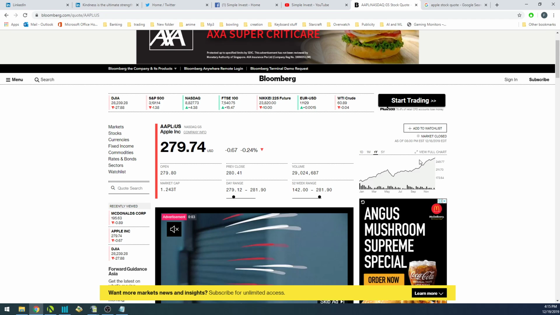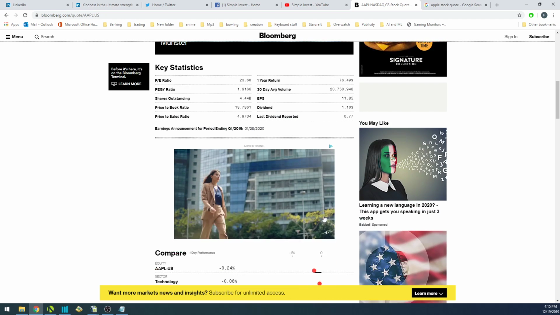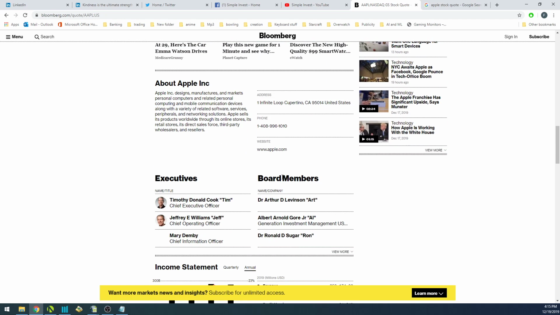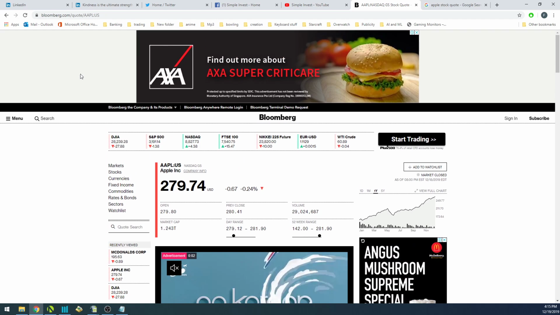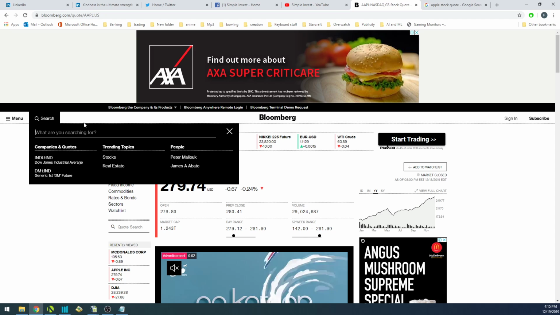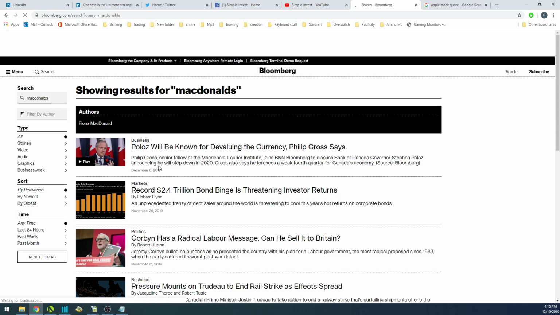So let's see if we can minimize the chart. Yep, and go back to this. Okay, so this is how you read some of the information here. So let's do another quick example, let's search for another company. Let's say everybody's favorite fast food, McDonald's. I wonder if I spelled it correctly.